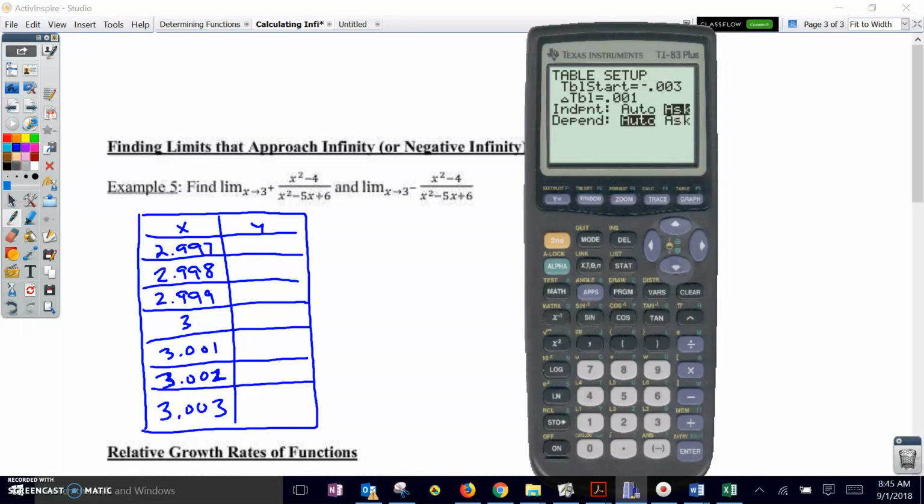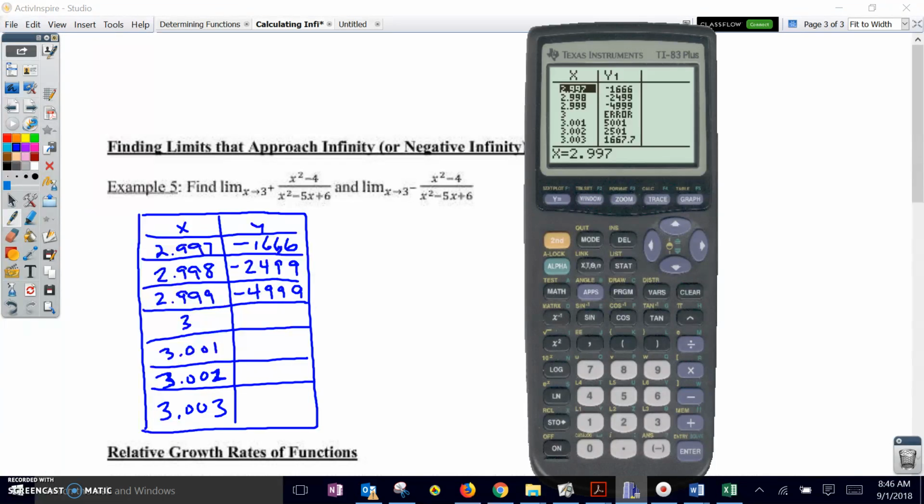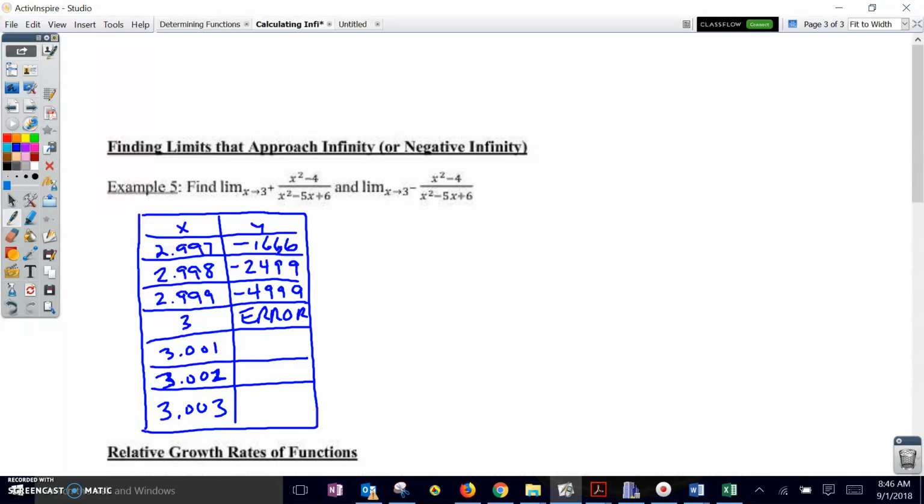Now, since I want finite values in my table, I'm going to change this over to auto again. And I'm going to have my table start at 2.997. And now I'll look at my table. And we see these values: negative 1666, 24.99, 49.99, and good old error at 3. And then 5,001, 2,501, and 1667.7.